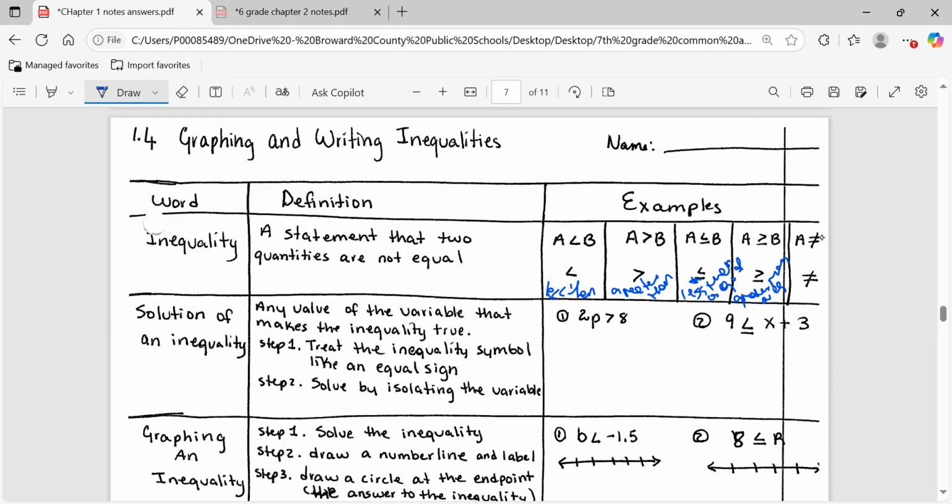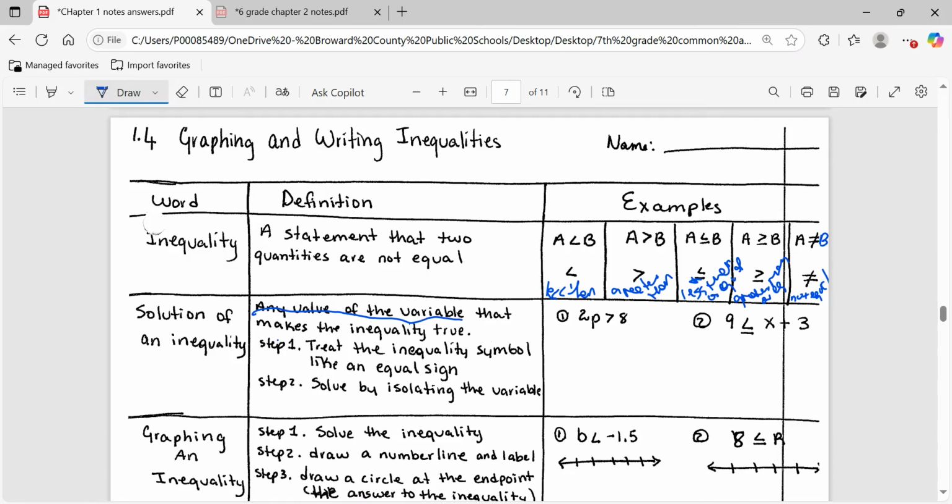As long as it's saying that A is not equal to B, this is just meaning not equal to B. So an inequality simply says that A is not equal to B, but A can be less than, greater than, less than or equal to, or greater than or equal to. The solution of an inequality is any value of the variable that makes that inequality true.